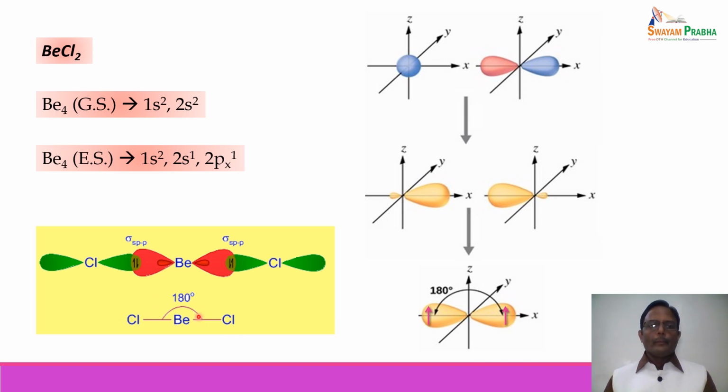This is how the BeCl2 molecule is formed, and it is observed experimentally from the spectroscopic data that it is a linear molecule with Cl-Be-Cl bond angle 180 degrees. It means that the hybridization concept is not only capable of explaining the desired valency, but can also explain the geometry and bond angle of this particular molecule.